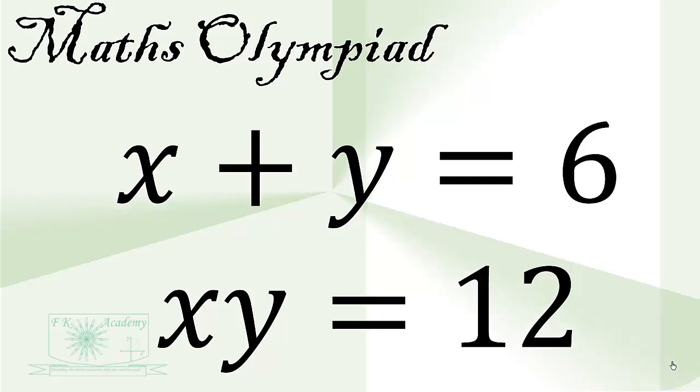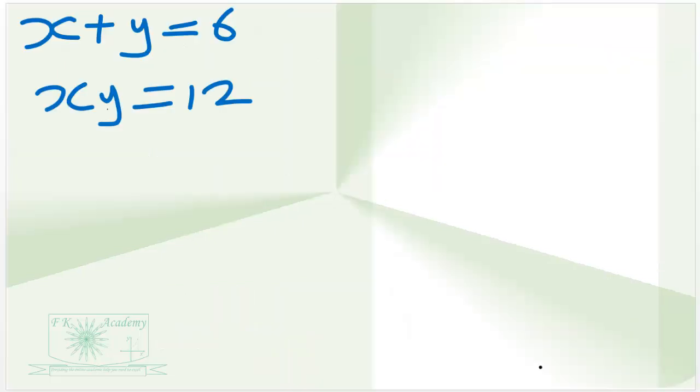We have this math olympiad question to solve. x plus y equals 6 and xy equals 12. Let us see how we can solve this question. So we can name this equation as equation 1 and we can name this one as equation 2.